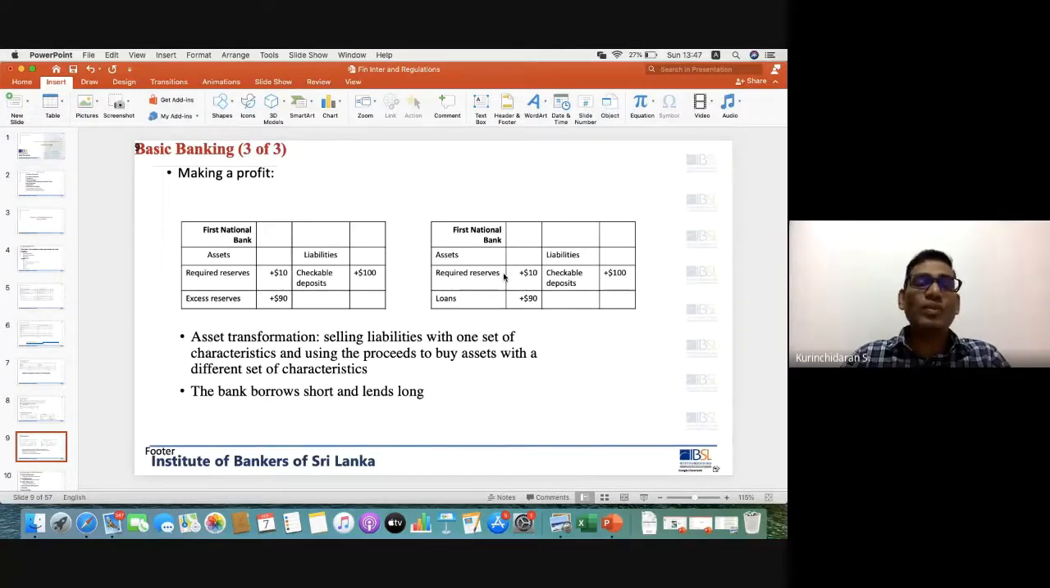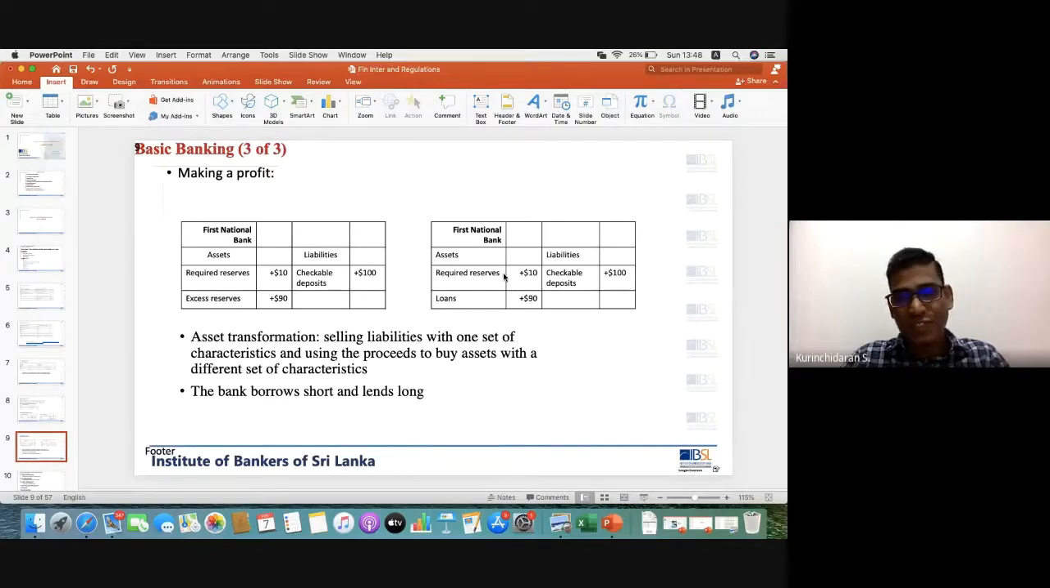So what can the bank do? Yes, they have $90 more than the required reserve, so they can lend that money to the deficit unit. So you can see the second balance sheet now. Assets and liabilities are there under First National Bank. You have checkable deposits of $100, and a required reserve of $10. That's enough, but the balance $90 you're going to lend, right? So it is through this only that banks are going to make profit. This is their business. This is the intermediary business, right?